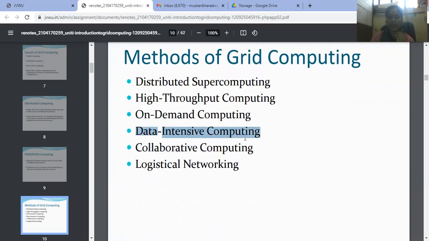Whatever the size of the data, they can easily store it by accessing or purchasing the storage. Then there is collaborative computing. We already discussed peer-to-peer computing: you are accessing and exchanging information from both sides, collaborating between both computers' memories. So this is known as collaborative computing. And logistical networking is based on cloud spreading.